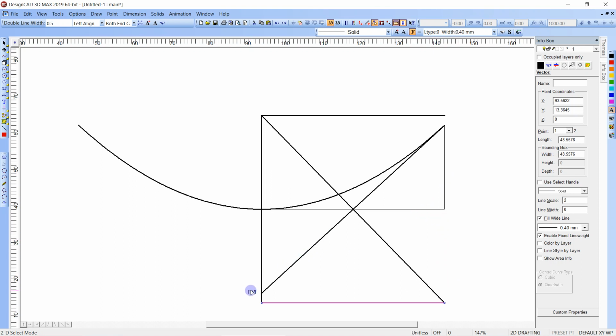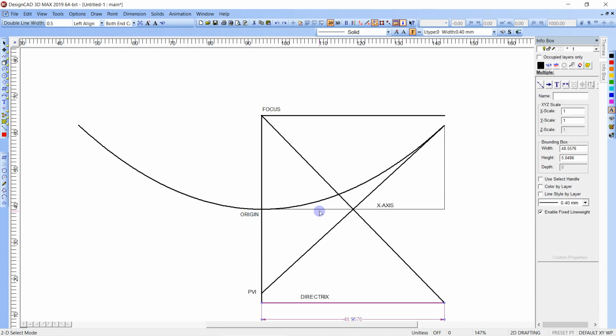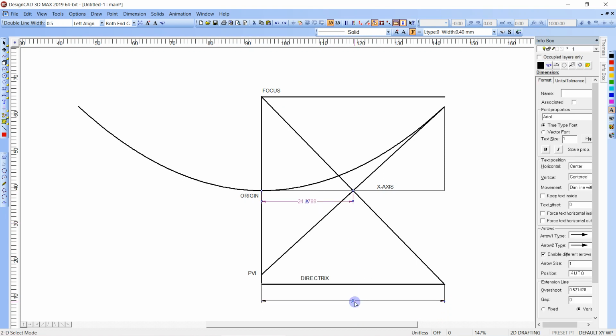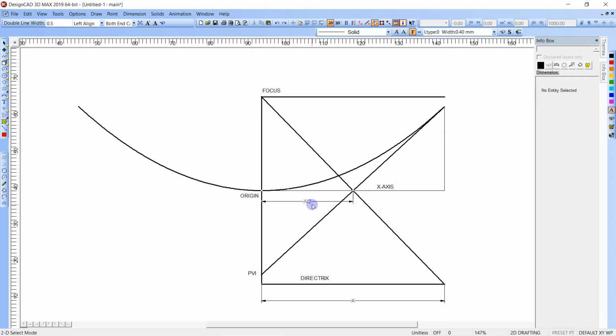I didn't say it before, but that's the point of vertical intersection from this line that went down and intersected the midpoint of this x axis on this side. That intersects the center at the PVI. And we already went through that this is the directrix. It's the same distance from the focus. Then I labeled the directrix and the origin. There's the x-axis, y. This is x, the x dimension there, and then that's going to be half x, x divided by 2, and the same thing on the other side, x divided by 2.